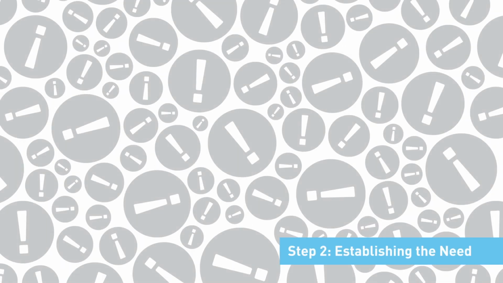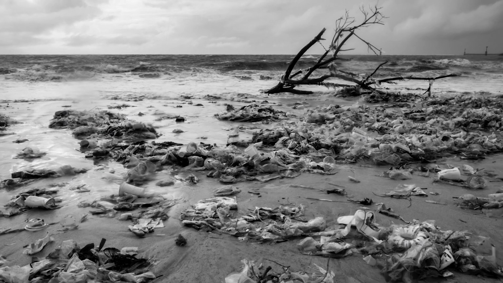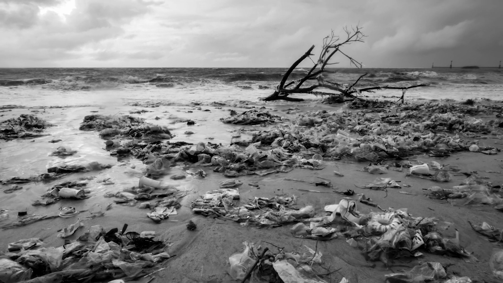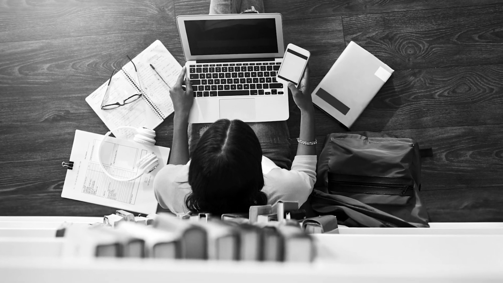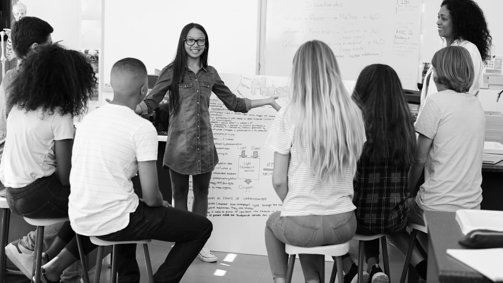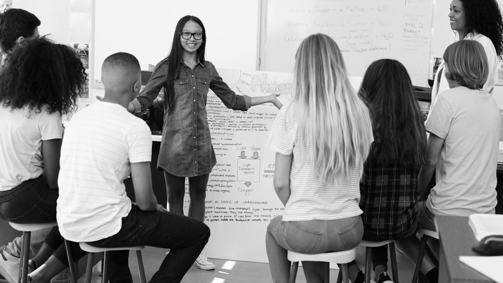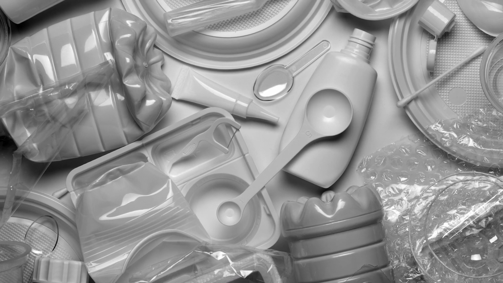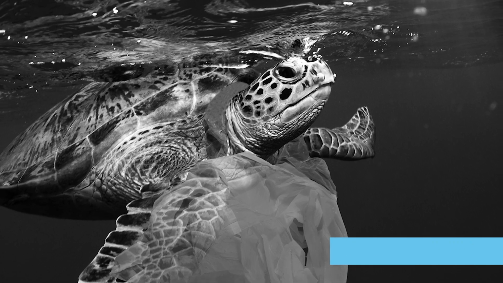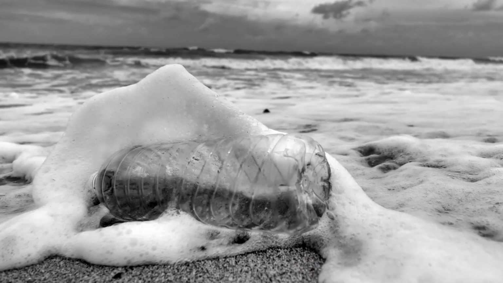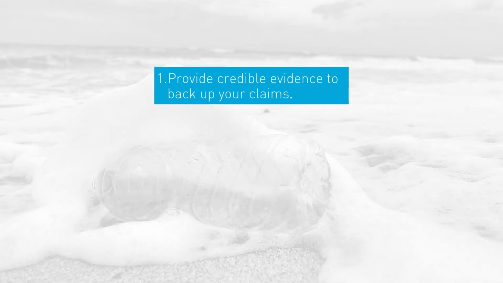Step 2. Establish the need. In this section, we will convince our audience that there is an urgent problem that needs immediate action. You will spend the majority of your speaking time on this step. When building this section, do your best to stay focused on 2 to 3 arguments. This ensures you can thoroughly explain the issue and avoid overloading your audience with too much information. For example, if your speech was about plastic pollution, your main arguments may be that single-use plastics are 1. Harming marine life, and 2. Contaminating our drinking water.